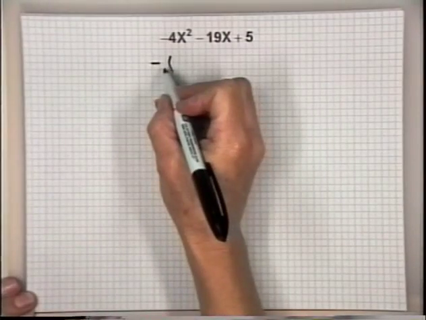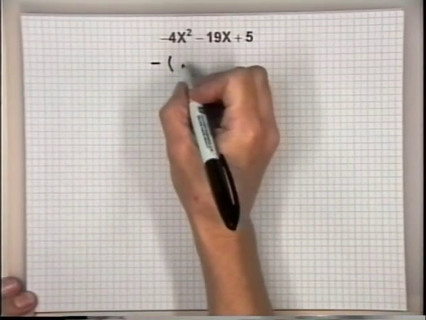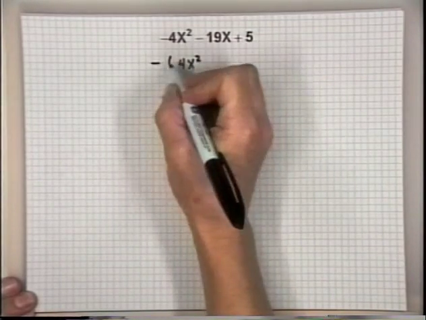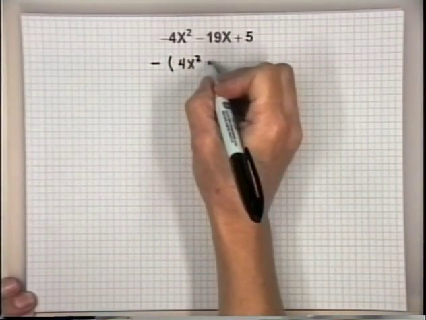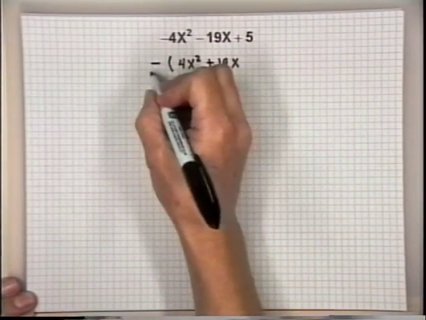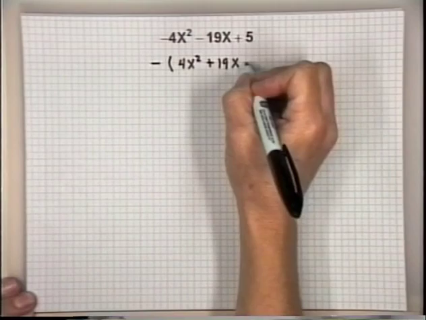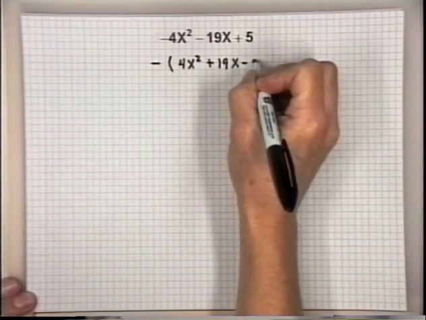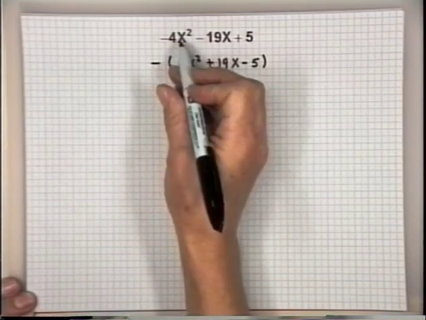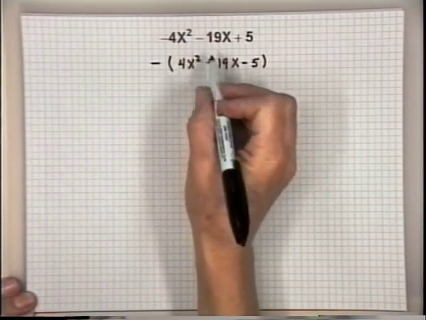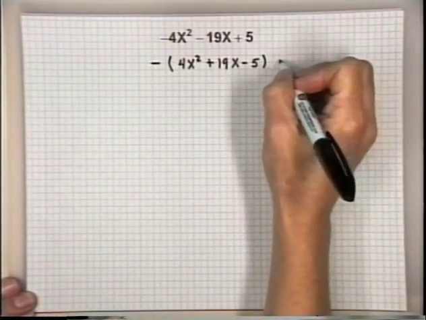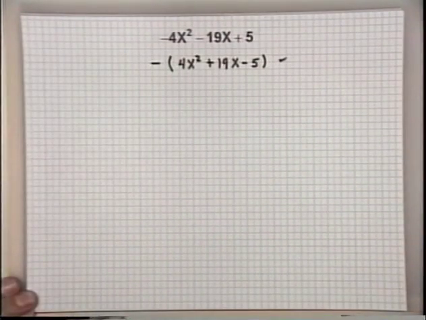parenthesis. Dividing negative 1 into negative 4x squared, we get positive 4x squared. Dividing negative 1 into negative 19x, we get a positive 19x. And a negative 1 divided into positive 5 is a negative 5. Now let's check. A negative 1 times this is negative. A negative times a positive is our negative 19, and a negative times a negative is our positive 5. So we are correct at this point.